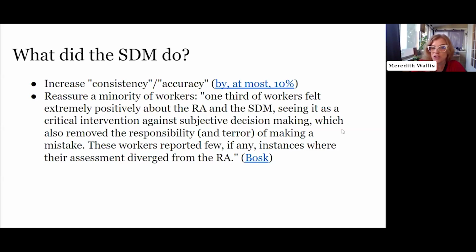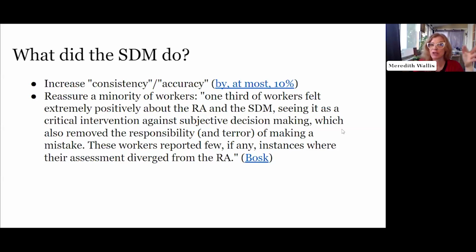It also reassured a minority of workers, this is from a BOSC article. One third of workers felt extremely positive about the risk assessment and the SDM, seeing it as a critical intervention against subjective decision-making, which also removed the responsibility and terror of making a mistake. These workers reported few, if any, instances where their assessment diverged from the risk assessment. So you see that that's one third of workers. That means two thirds of workers were not reporting that.